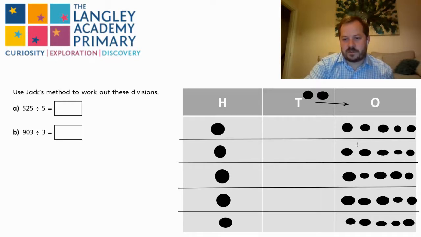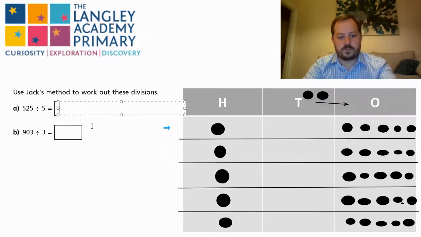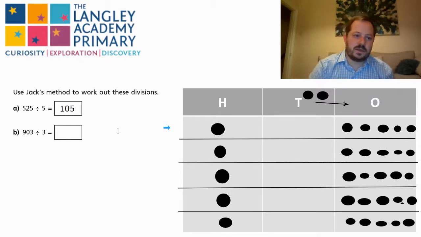We should have 25 there. 1, 2, 3, 4, 5, 6, 7, 8, 9, 10, 11, 12, 13, 14, 15, 16, 17, 18, 19, 20, 21, 22, 23, 24, 25, and 500, 525. Again, I'm only looking at just one row. So I've got 100, no tens, and 5 ones. So my answer is 105.